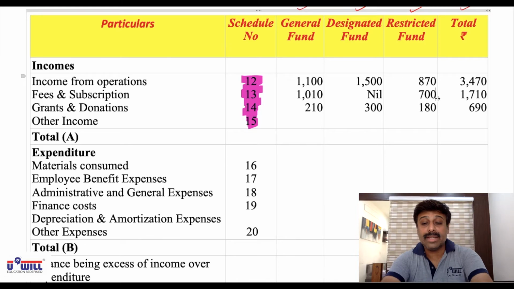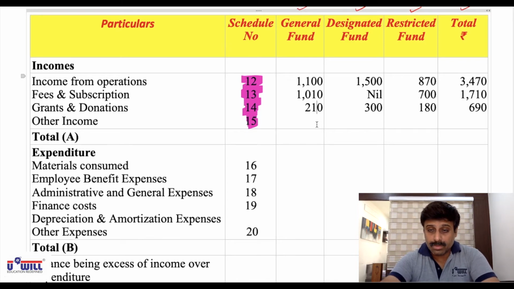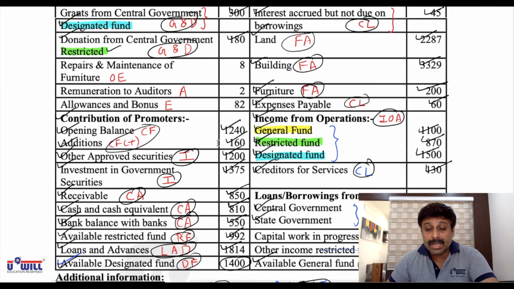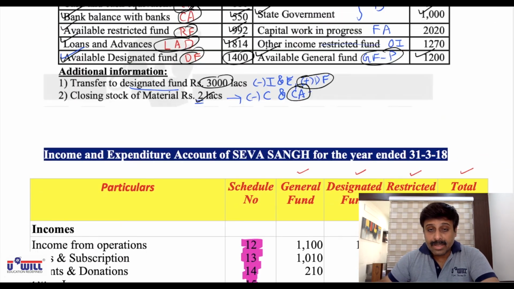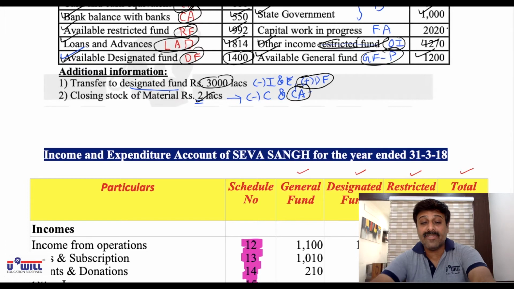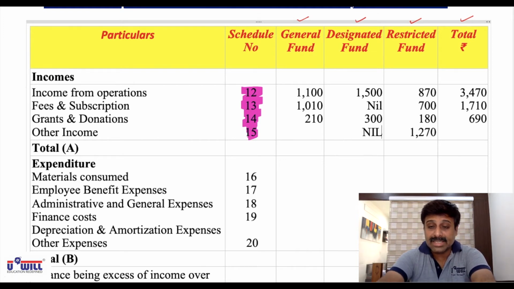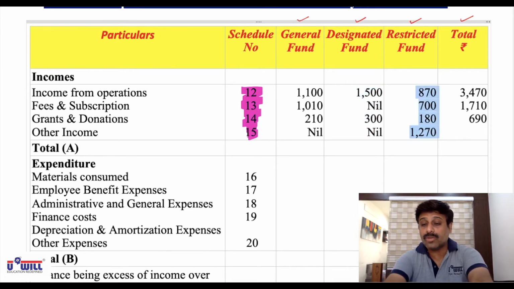Okay, now other incomes related to OI marked items. Let us see whether they are there. OI, other incomes. This we have other income, and it is given related to restricted fund. Like you can see restricted fund, other income 1270. So in restricted fund column 1270. We don't have any other incomes related to designated funds, and we don't have any other incomes related to general funds. So total also will be 1270.